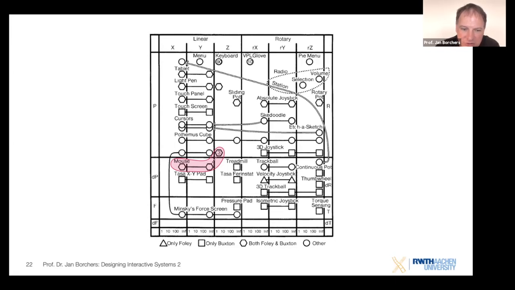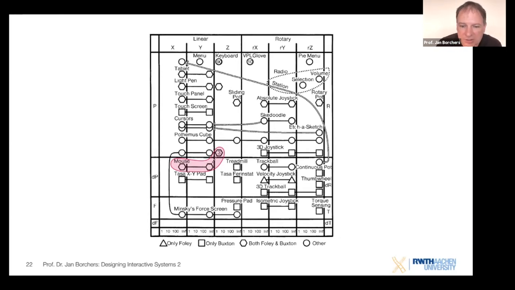Delta position, DP, on the left corresponds to delta rotation, or DR, on the right. F for force on the left relates to T for torque, which is rotational force, and DF for delta force relates to delta torque, so relative rotational force. That's why these letters are in the right-hand side.